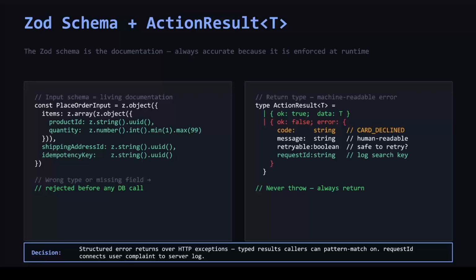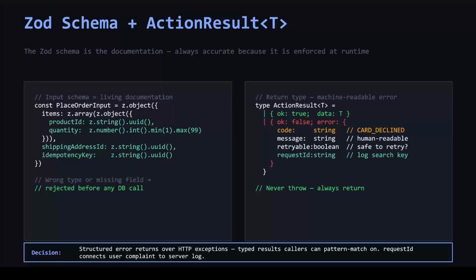It's always accurate because it's enforced at runtime on every invocation. The right side shows the action result, 2 branches, success and failure. 4 fields in the error object. Code is a string constant like card decline. The client switches on this. Message is human readable for display. Retryable tells the client whether it's safe to try again automatically. Request ID is the forensic trail, a unique identifier that connects the user's complaint to the exact server log entry.